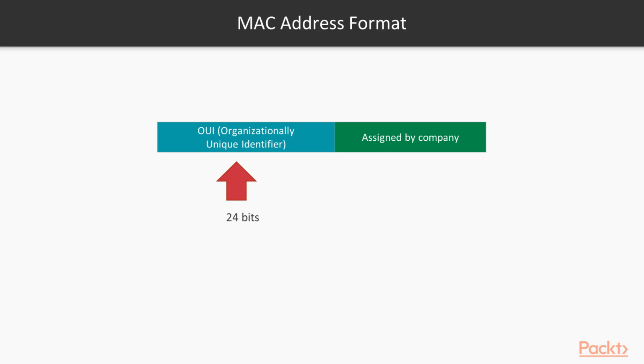So the first 24 bits of each MAC address is assigned by IEEE to the manufacturer companies, and it is called OUI, or Organizationally Unique Identifier. And the next 24 bits is assigned by the company to different network adapters. So in this way, we can guarantee MAC addresses are globally unique.